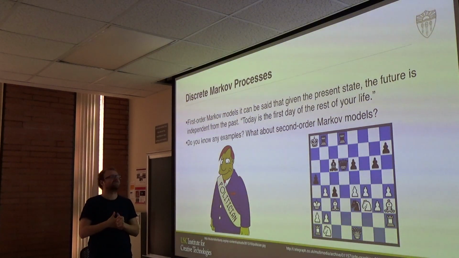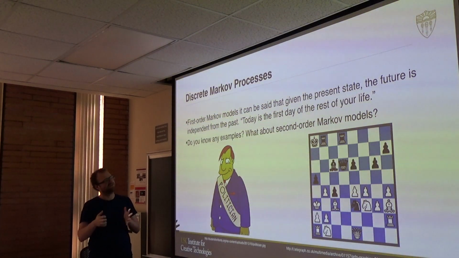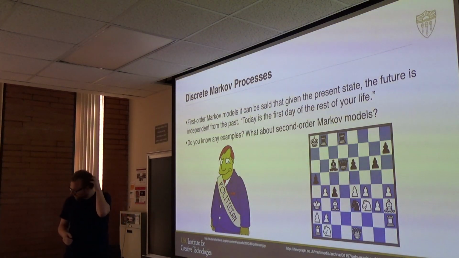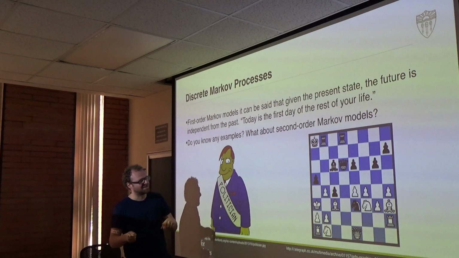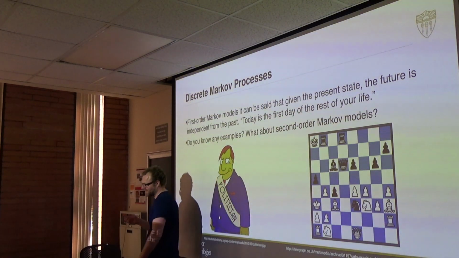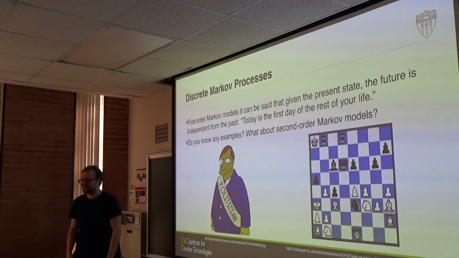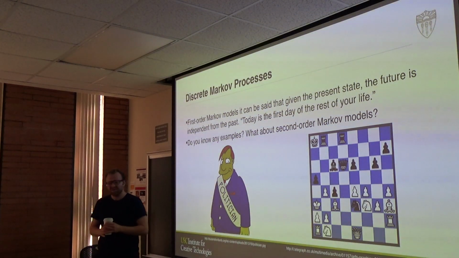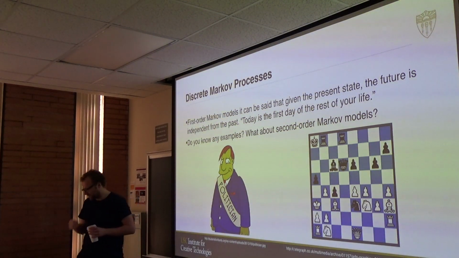Do you know any second order Markov processes? I don't know an example really, but it could be a special form of chess where you have the last two, like you move twice or something like that. I don't know. Okay, that should be clear.